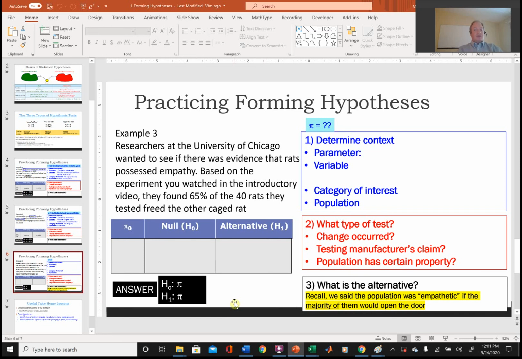So again, determine the context, figure out what pi represents. What type of test are we interested in here? What is the scenario here? Number 2. And finally 3, work out the alternative, because the last part of the reading quiz is going to ask you to state the null and the alternative. And so this will be the first reading quiz question. Go ahead, take some time and do that.